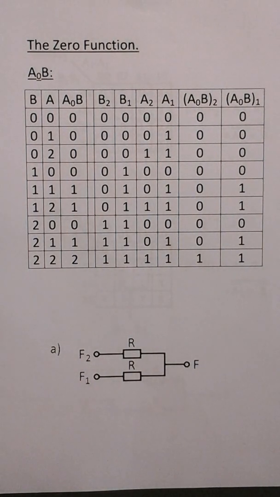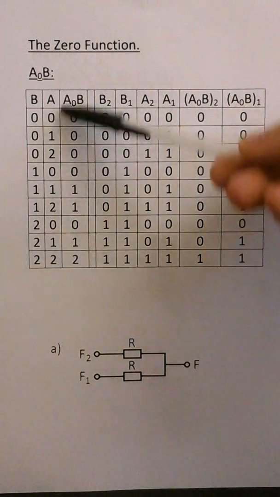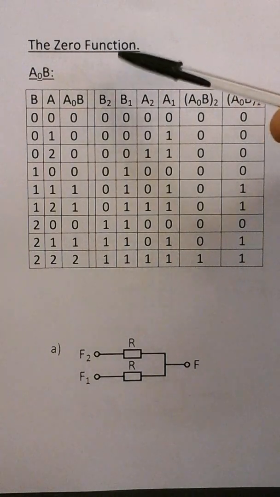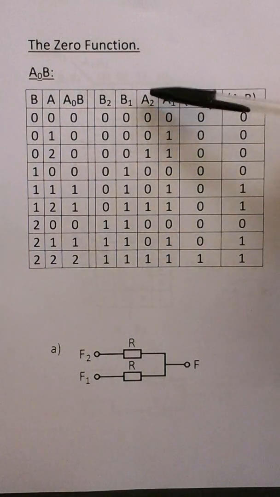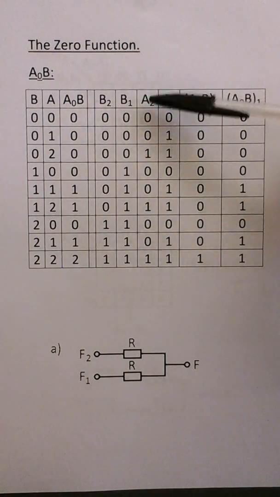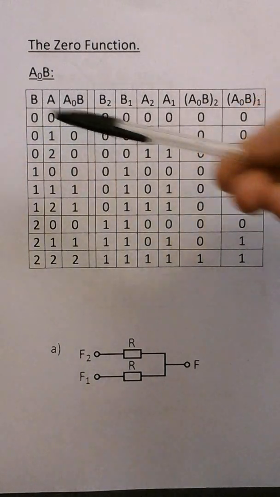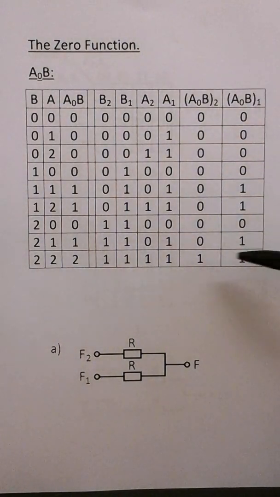Right, so we'll start off with the zero function, A0, B. Here we have the listing of the binary inputs A and B for 2 variables and the output A0, B. The zero function is the minimum function, and we have binary variables A1 and A2, B1 and B2, therefore the inputs A and B respectively. And we have the outputs A0, B2 and A0, B1, which are the binary outputs for A0, B.